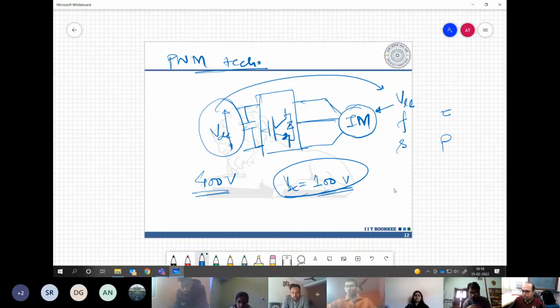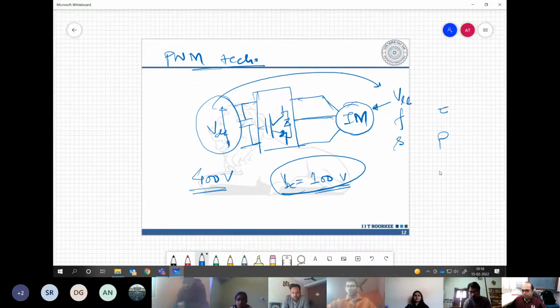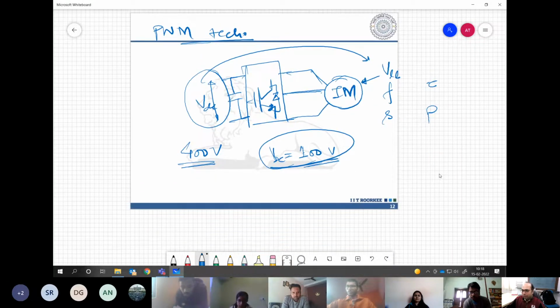Yes or no? See, PWM has never said that you maintain this amount of DC bus voltage. It did not say anything. It's only saying that you maintain certain switching angles and you will get whatever you want. But can we operate this motor with just 100 volts? No, sir. Or can we apply VDC equal to 1000 volts?